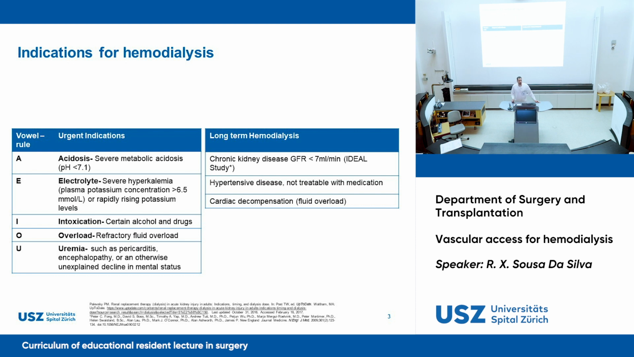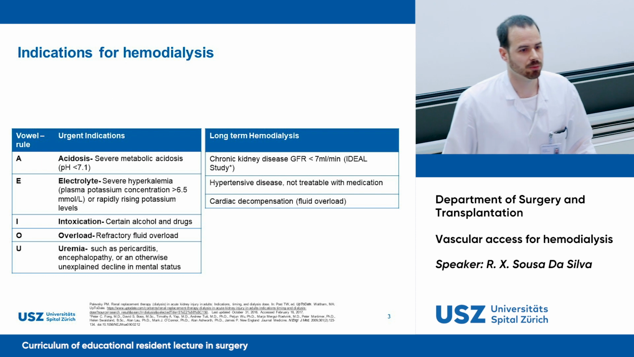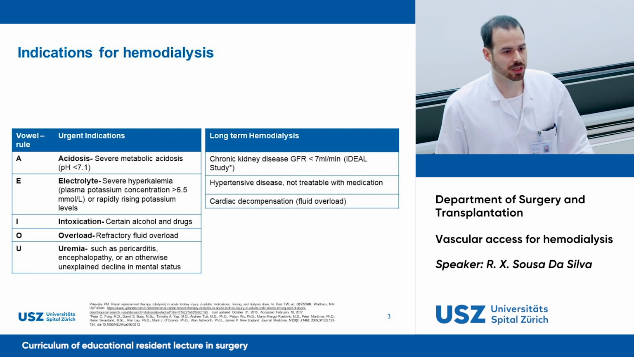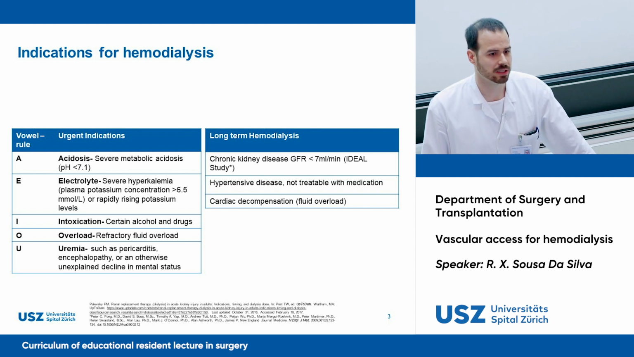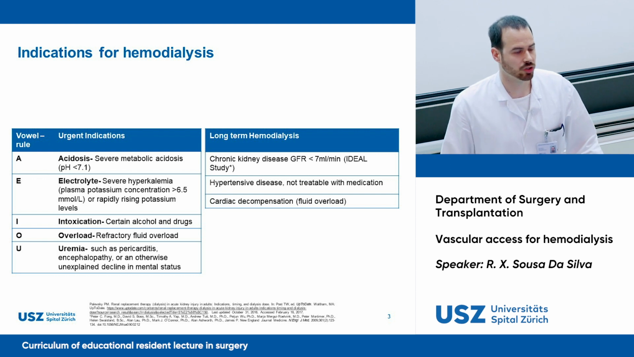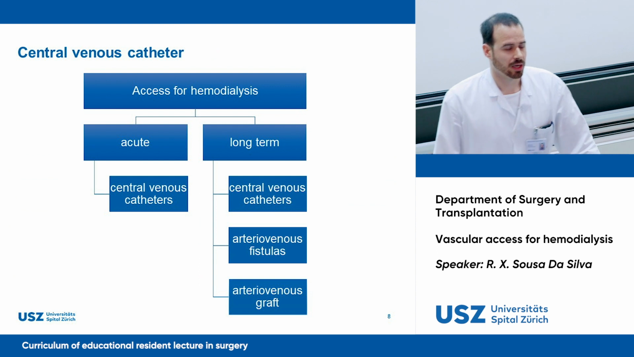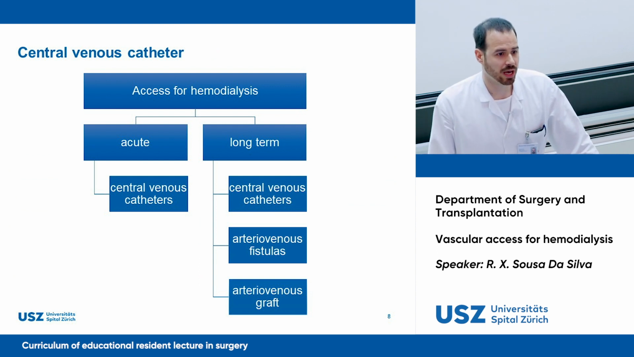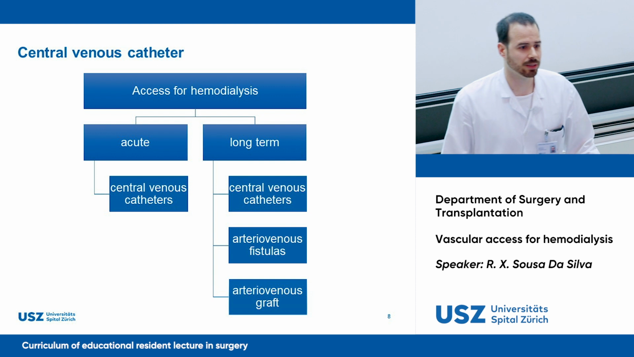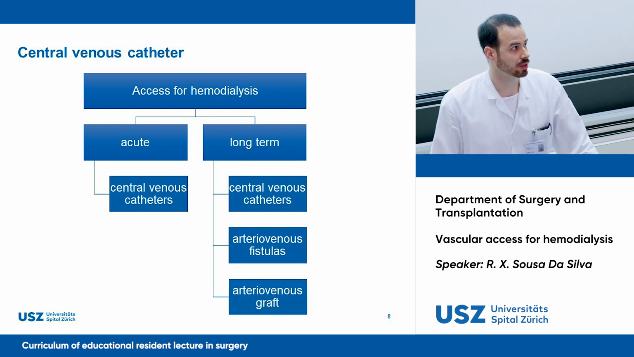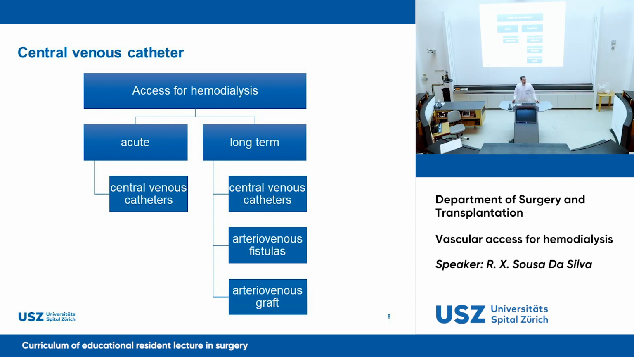We also have long-term indications for hemodialysis, of course, chronic kidney disease, which leads to fluid overload, hypertensive disease that is not treatable with medication, or cardiac decompensation. For access, you have this decision tree. Is it an acute indication or a long-term indication? In both situations, you can first use, if you want, a central venous catheter.